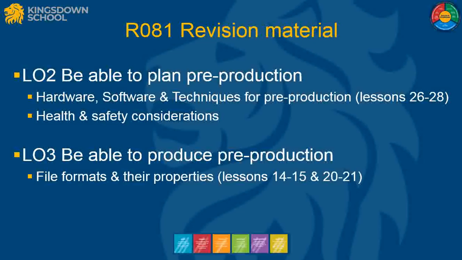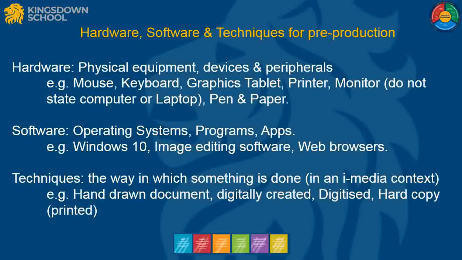So let's move straight on and have a look at the hardware and software and techniques. Hardware is the physical devices and peripherals, i.e. your mouse, your keyboard, graphic tablets, printers, monitors, pen and paper. Do not in the exam put down a computer as something that helps you create a pre-production document, because that's not strictly true. It is the mouse and the keyboard that you're using to do that job.